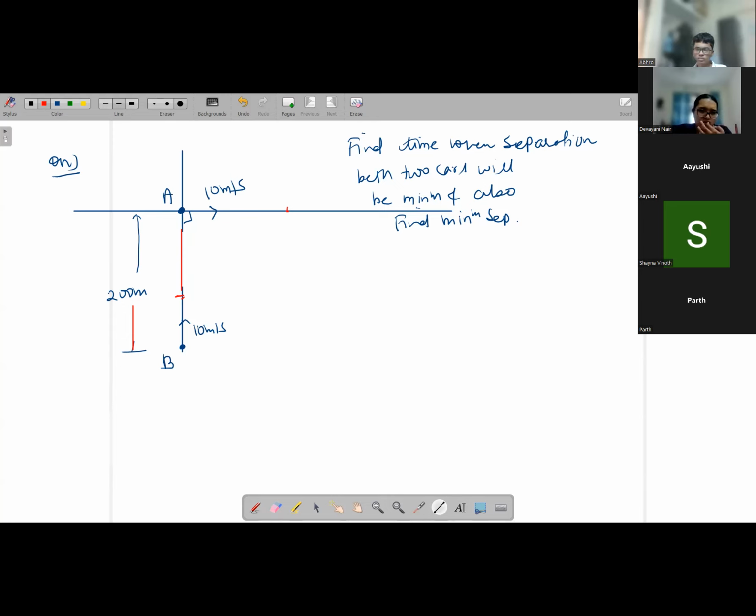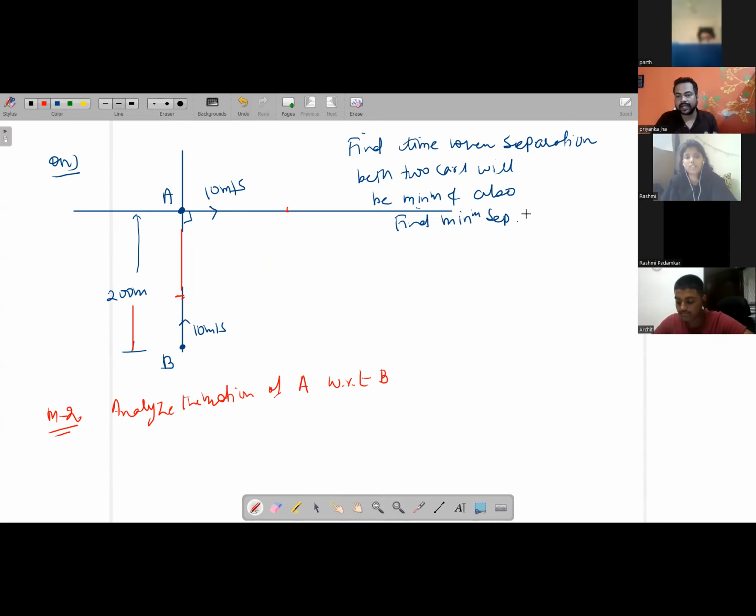Now I'll tell you another way that is significant. See, in this case, what we'll do, we'll just analyze the motion of one object with respect to the other. So, analyze the motion of any one object, let's say A, in the frame of B. So, we are now in the frame of B. So, B will be at rest.